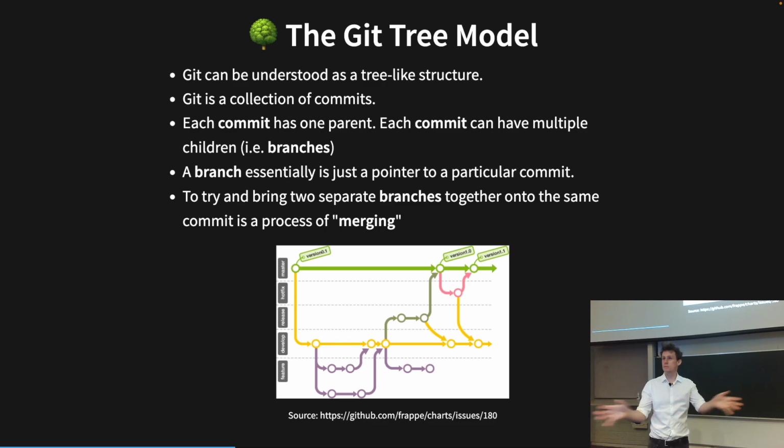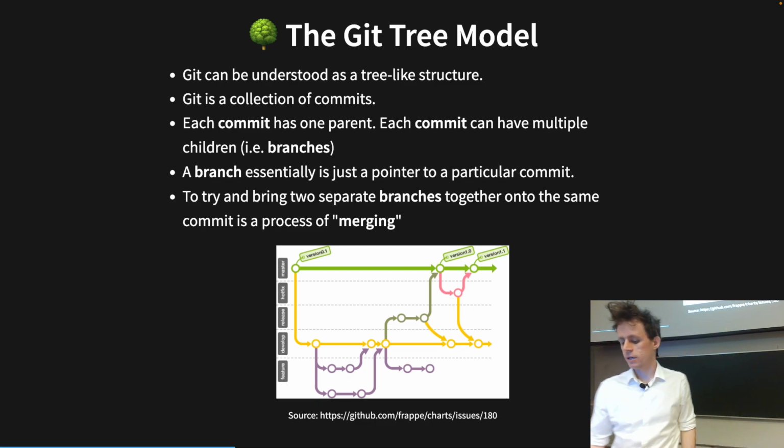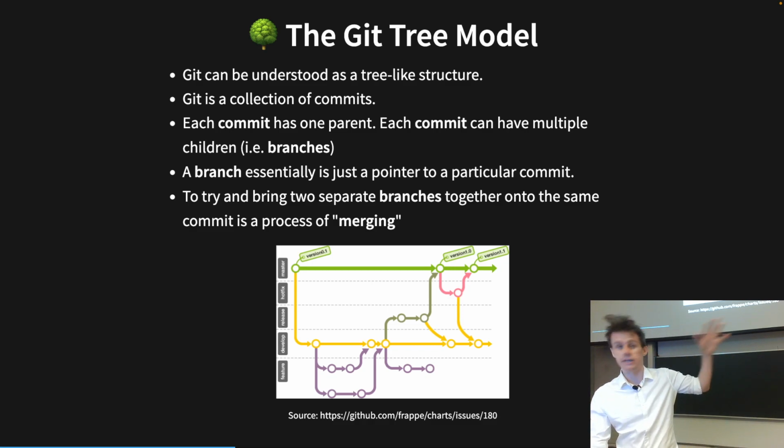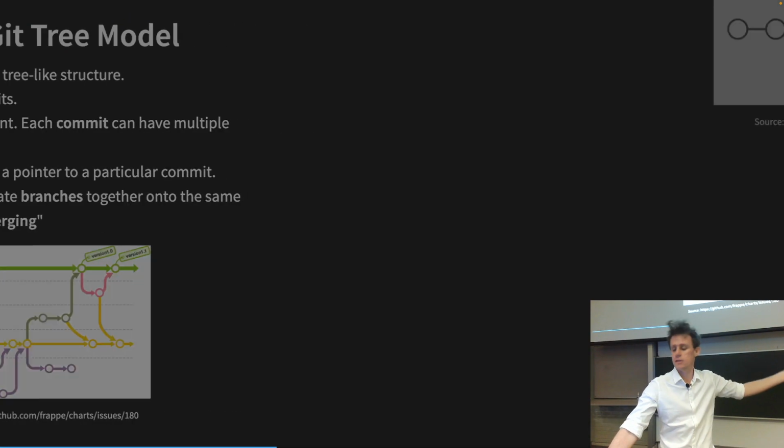Now, conceptually I don't think that would mean a lot to you at the moment, and that's totally okay, but they're the three things to take away. Git's a collection of commits. Each commit has one parent. A branch is a pointer to a particular commit. Don't get lost in pointers. There's not some weird interlude here where we're going to pull out C and start putting asterisks everywhere and give everyone a headache. It's just referencing a particular commit.